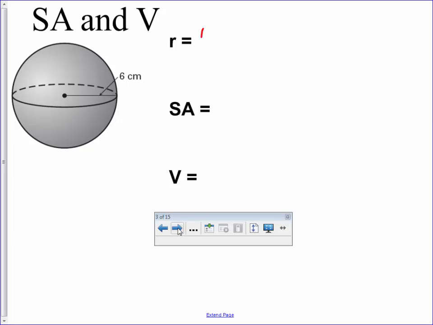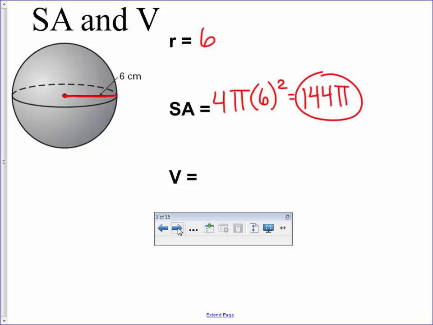So first off, the radius of this sphere is 6 from the center out. The radius is very similar to a circle. It's the same thing for a sphere. Now for the surface area, it's going to be 4 pi times 6 squared. I'm going to keep everything in terms of pi because that's just the way I do it. So 6 squared, 36 times 4 gives you 144 pi. And that is in terms of pi, our exact answer. If you want to put it in decimal, by all means, go for it.